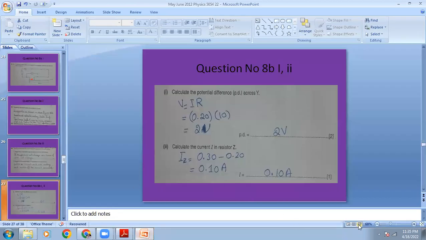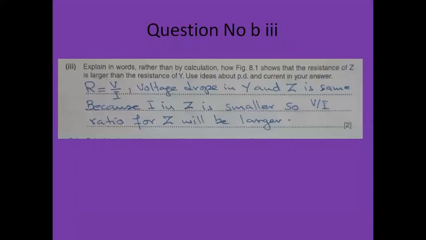Okay, so let me show you my answer. R equals V by I. Voltage drop in Y and Z is the same, and because I in Z is smaller, the V by I ratio for Z will be larger. So it means that the R value will be greater.